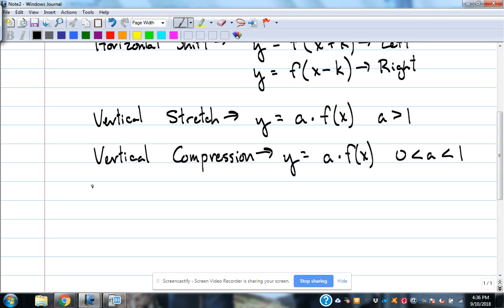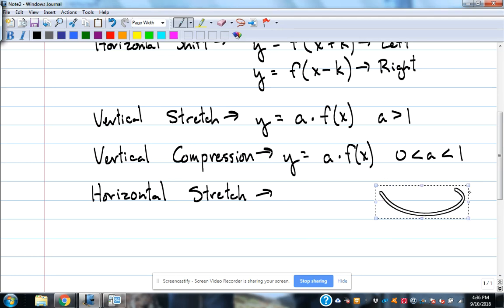Let's get the horizontal part of that. Horizontal stretch. If you're going to horizontally stretch something, let's just take the quadratic, because it shows these things really well. A horizontal stretch would be taking that thing and stretching it like that. It looks a lot like a vertical compression does, but instead of squishing it down and making it shorter, it pulls it sideways. So it's like the Silly Putty taking Garfield and stretching him this way.